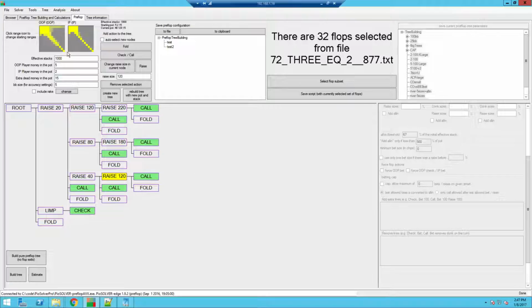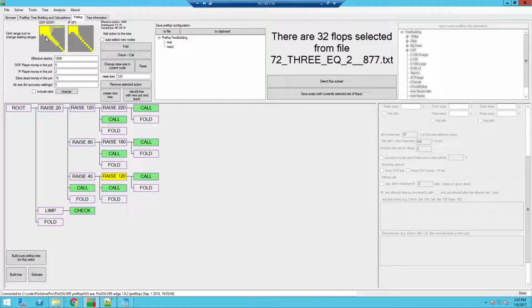So I want to show this screen here in PO Solver, which is the pre-flop solution. If you haven't watched the intro video to PO Solver, please feel free to do so. This is the pre-flop screen that we skipped there, and we'll just talk about this for a few brief seconds.